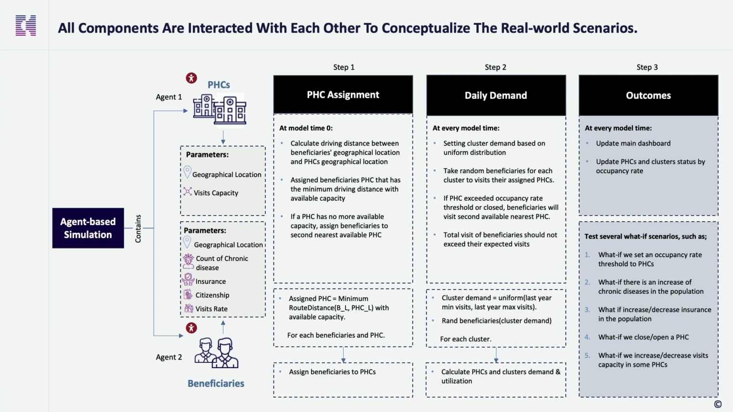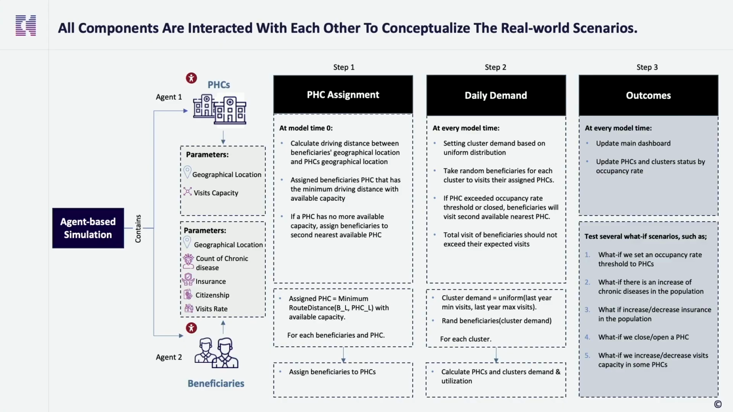And then each beneficiary will be assigned to the nearest PHC unless they have a preference from their historical visits. If a PHC has no more capacity, the beneficiaries will be assigned to the second nearest available PHC. And with that, we will assign all beneficiaries to PHCs.